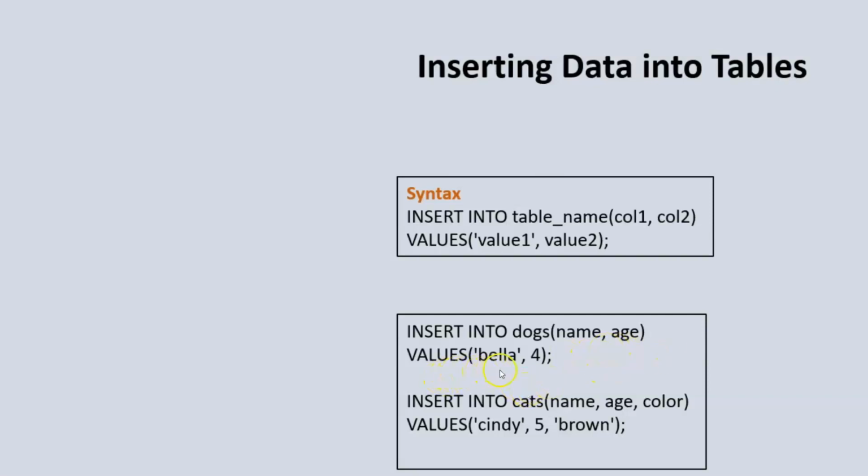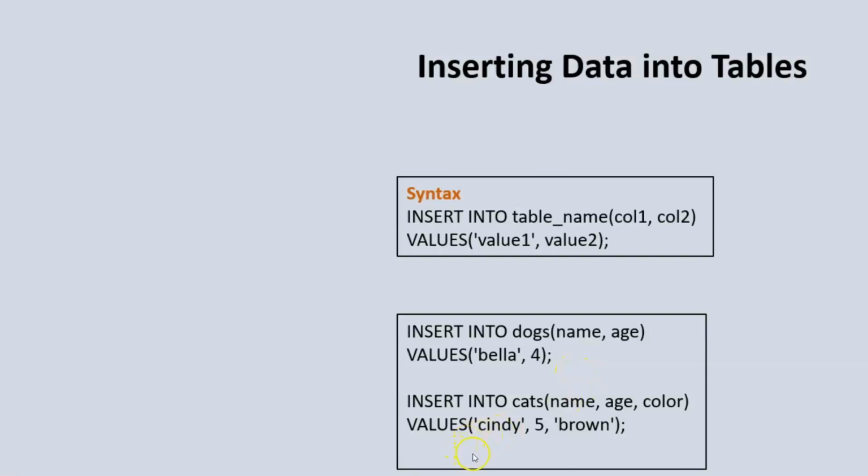We want to insert the name Bella, so that will be the name of our first dog. Because this is a string character, we have to put it in single quotes. We have a comma, and then we have 4, which is an integer. For integers, we don't have to embed them in quotes. We close our parentheses, and we end with a semicolon.